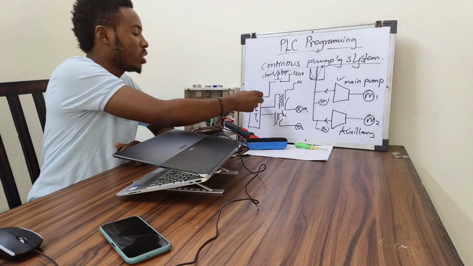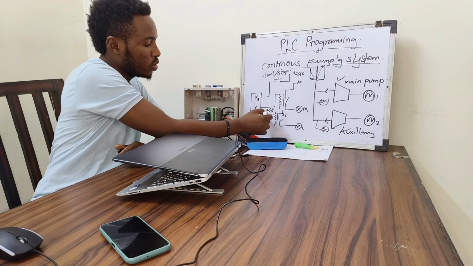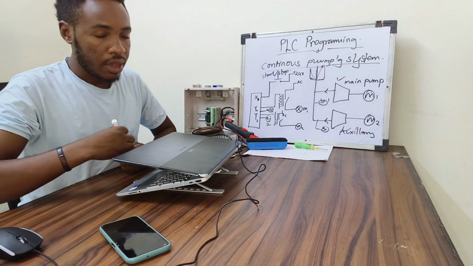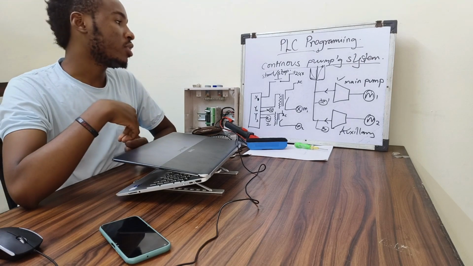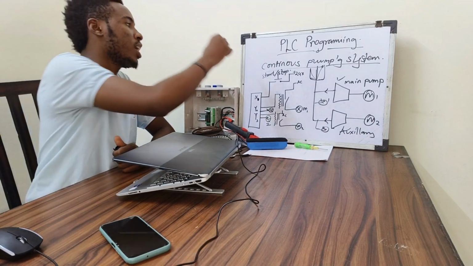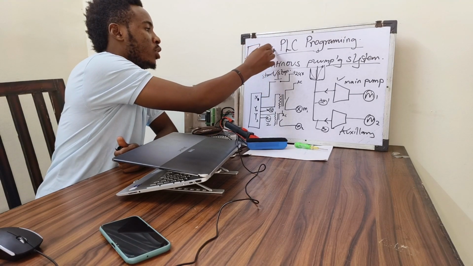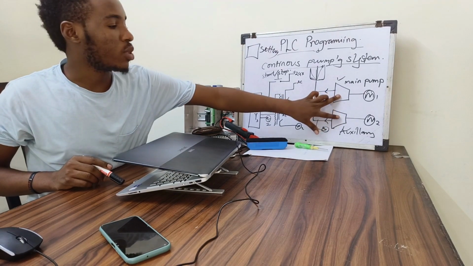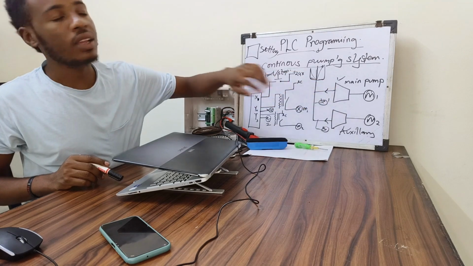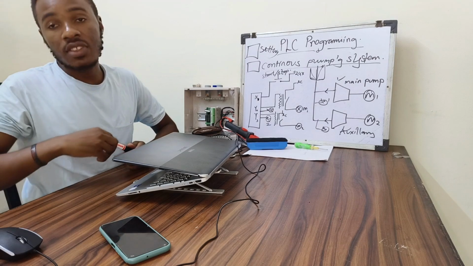Then from here you can also have Y1 going to indicator 1, and then Y4 going to indicator 2, to be showing the pump is running or it is not running. And then on the HMI, I have included some other positions where we are going to be having the setting time. You have to set the time for the pump. This pump is going to run for how many hours, and this one is going to run for how many hours.